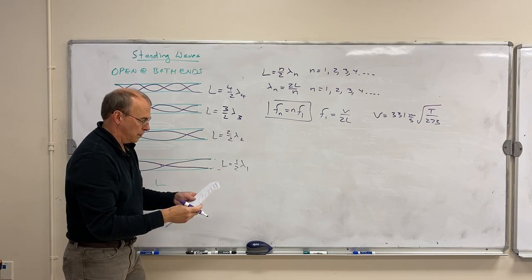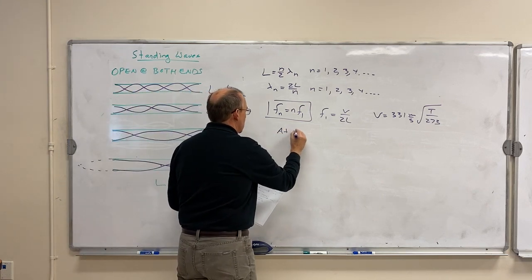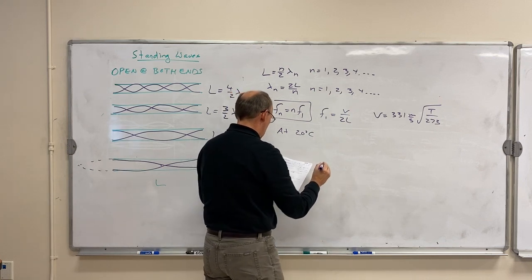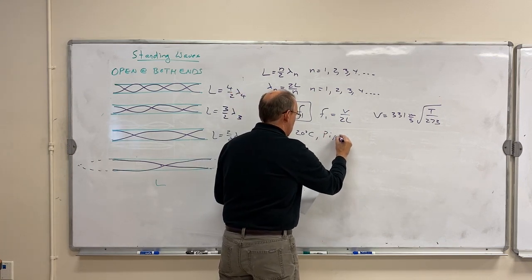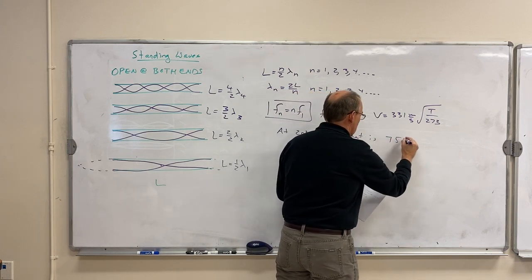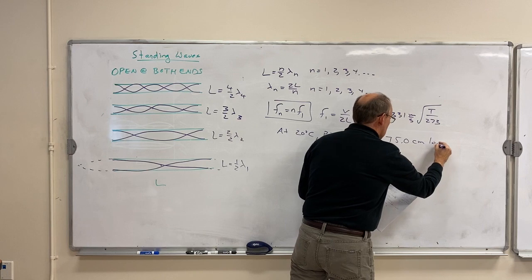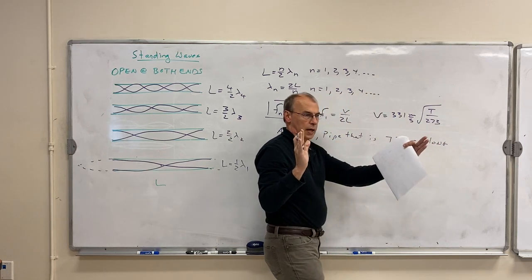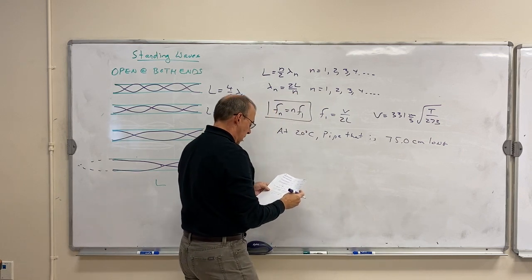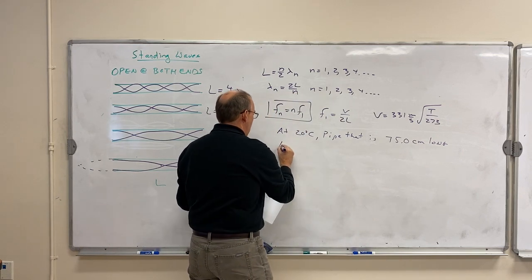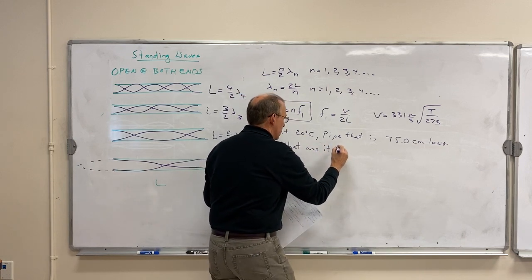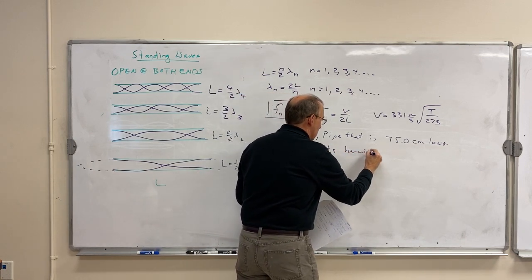So an example, suppose at 20 degrees C, you have a pipe that is 75 centimeters long. So about like that, so roughly the size of some musical instruments. So what are its harmonic frequencies?